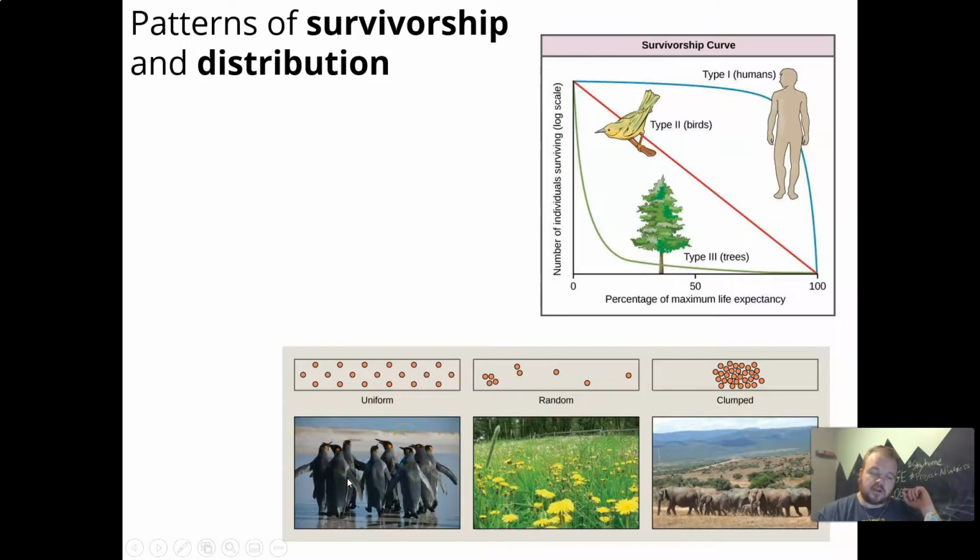Uniform, you've got a nice evenly spread. You don't have to worry about competition for individual resources. Random, it's spread out, but it means you have good clusters. It also allows for increased genetic diversity because there's randomness in how the things are distributed. And then there's clump, which usually is like herd animals, and that's like strength in numbers.